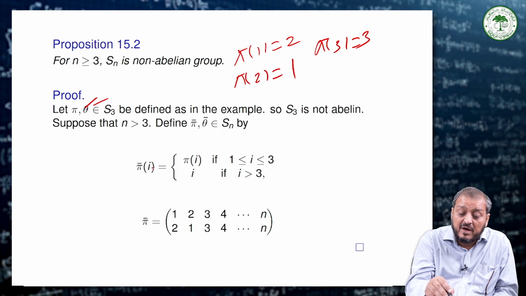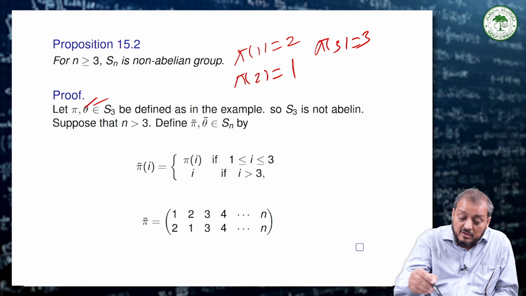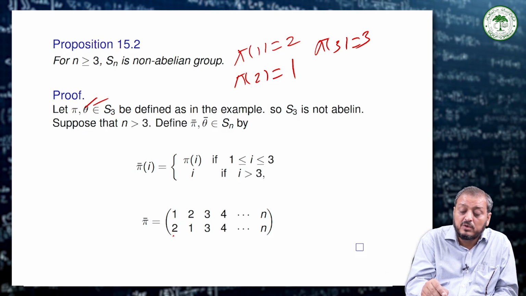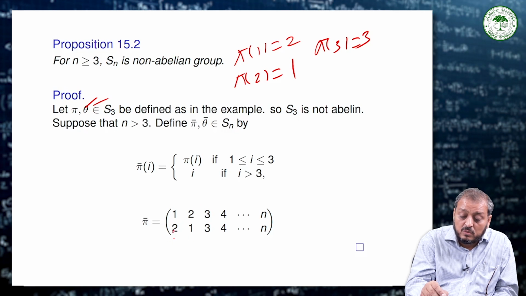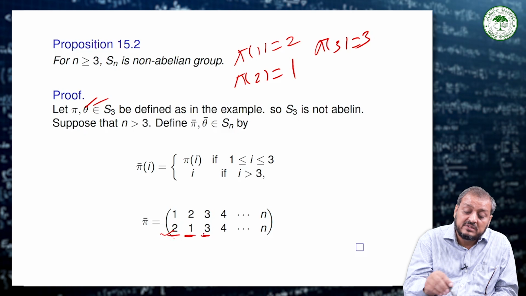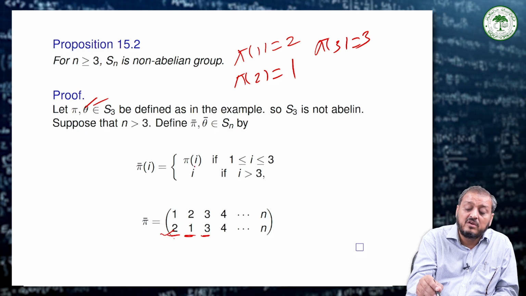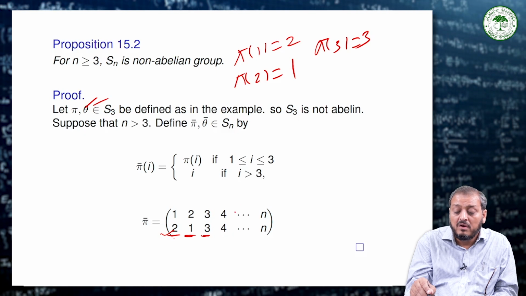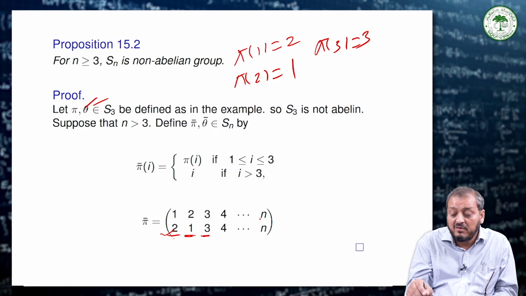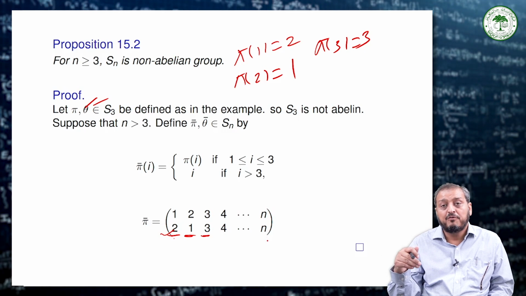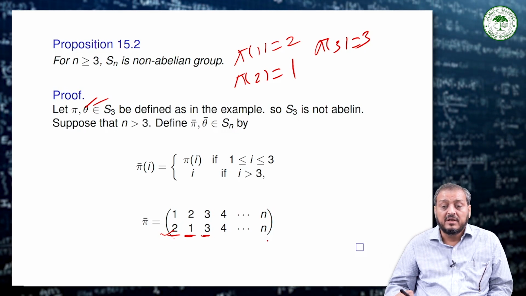So, we say that pi bar of i is equal to pi of i. So, pi of 1 is equal to 2, pi of 2 is equal to 1, and pi of 3 is equal to 3. It says that if i is greater than 3, then you take i. So, pi of 4 is 4, pi of 5 is 5, and so on, pi of n is n.